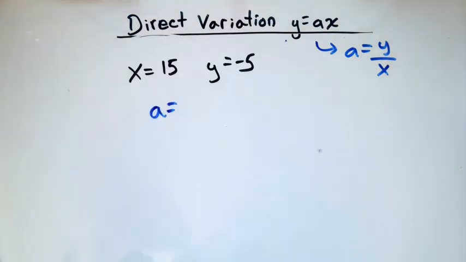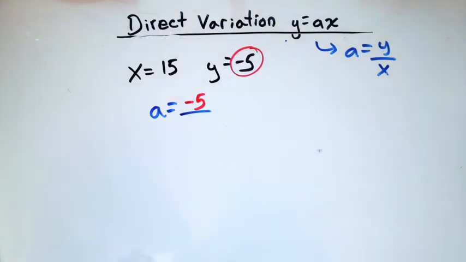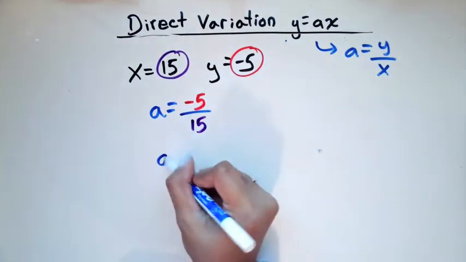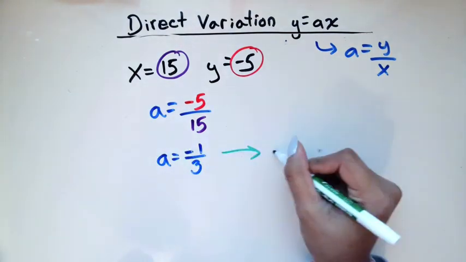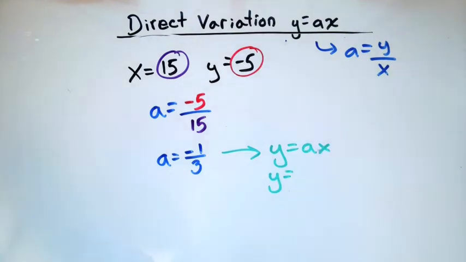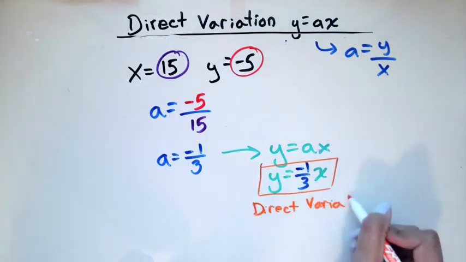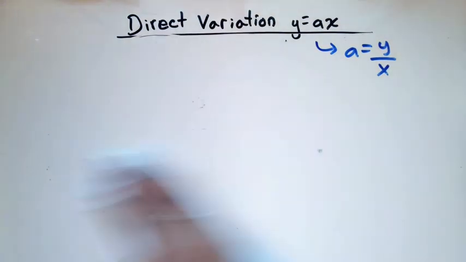Other times we might get a number for x and a number for y. Input that into a equals y over x. You get a equals negative 5 over 15. Remember, always simplify. You get a equals negative 1/3. Now remember, this is your constant of variation. You still need to input that into the original formula, which is y equals ax. We have our a, which is negative 1/3. Once we have that a, we can write a direct variation equation. You're just looking for that one number. It could be a fraction, it could be an integer, right? You have various options.